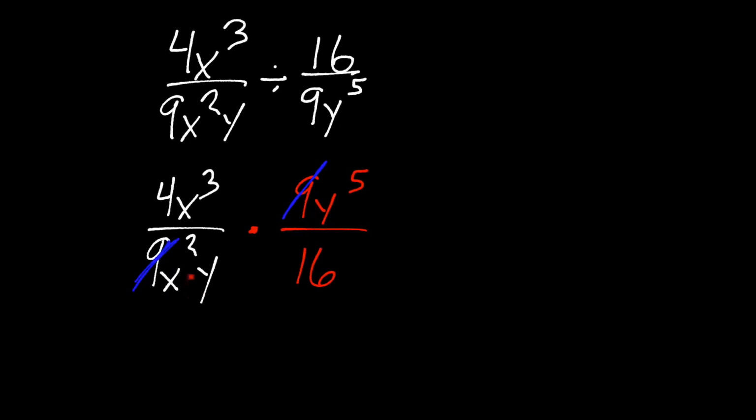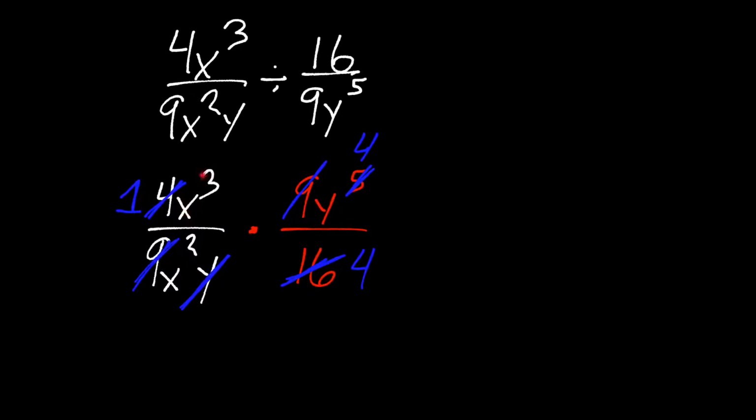Notice I have a y on the bottom and a y to the fifth. So I can cancel out my 1 y on the bottom, and I can take away one of the y's on the top. So it becomes y to the fourth. I have a 4 on top, a 16 on the bottom, and both of those can be divided by 4. So 4 divided by 4 is 1. 16 divided by 4 is 4. And then we are almost done.